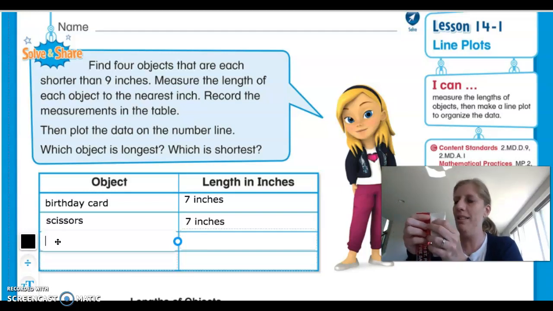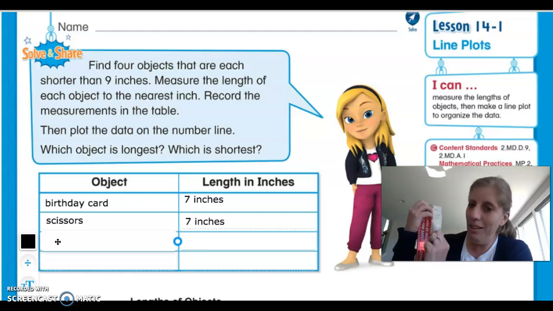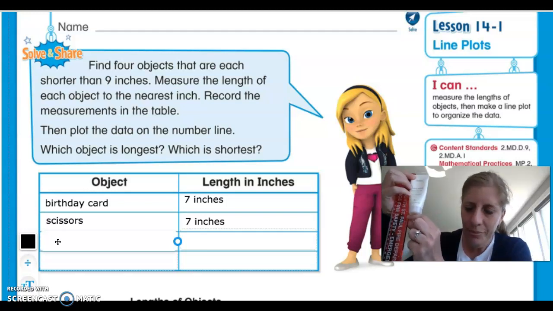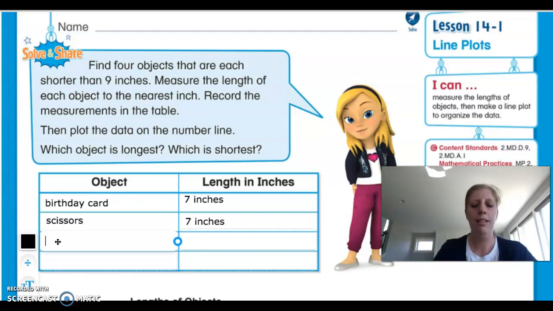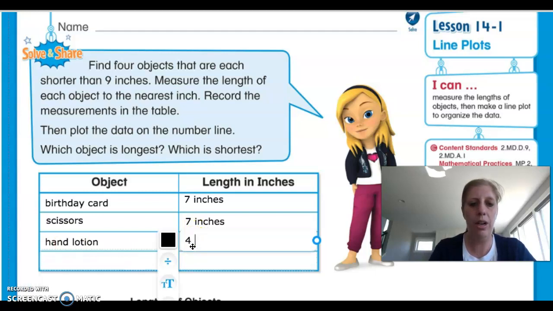My third item is this little bottle of hand lotion, so let's measure it. Put one end by the 0, and then look to the other end. It is just a little bit after the 4, so 4 inches. Hand lotion, and it is 4 inches.